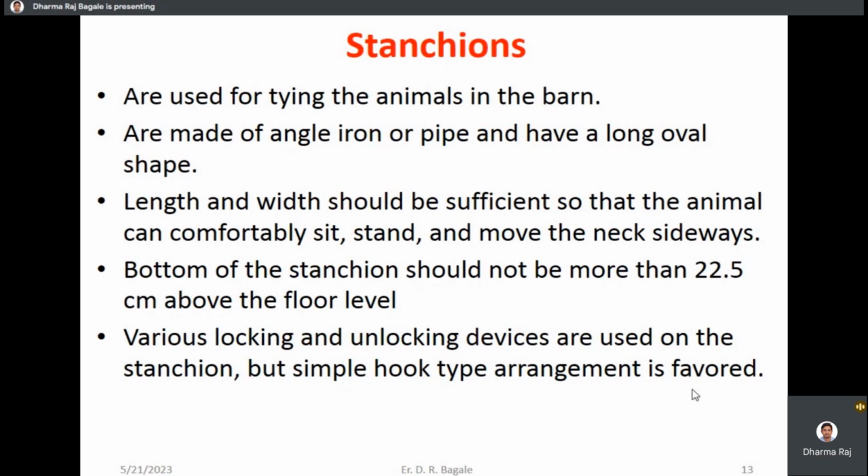Bottom of the stanchion should not be more than 22.5 centimeters above the floor level. So if this height is more than 22.5 centimeters, then in that case the animal will feel difficulty while sitting, and the simple type of locking, unlocking hook system is usually favored to tie this animal.